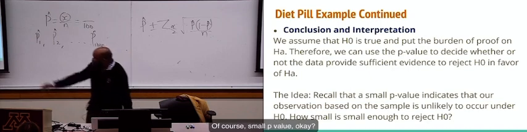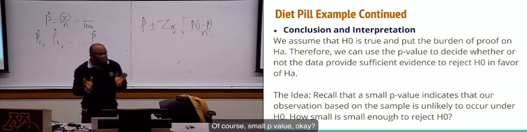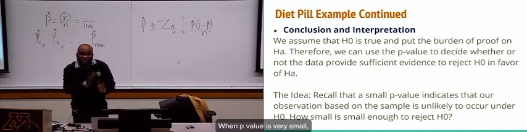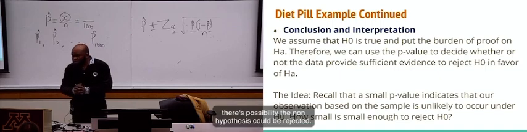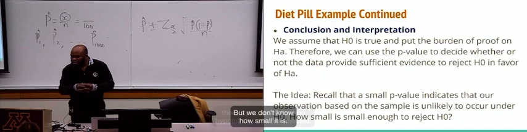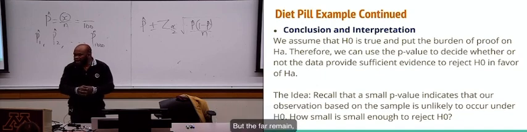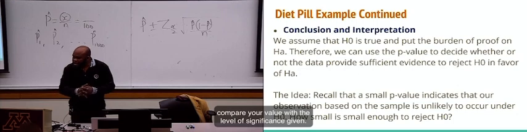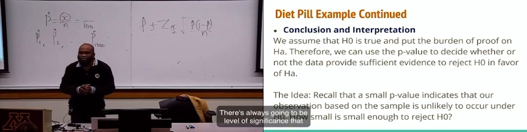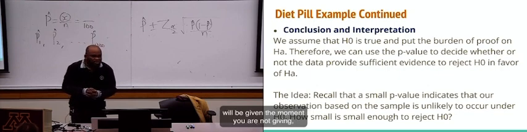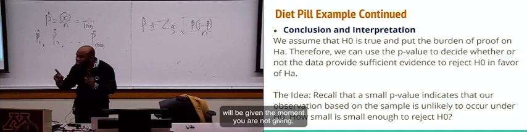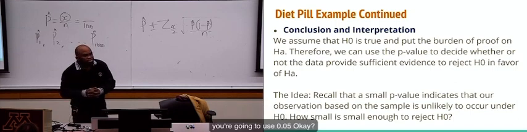Okay? And of course, small p-value. When the p-value is very, very small, there's a possibility the null hypothesis could be rejected. But we don't know how small it is. But the fact remains, compare your p-value with the level of significance given. There's always going to be a level of significance given. The moment you are not given one, you're going to use 0.05.